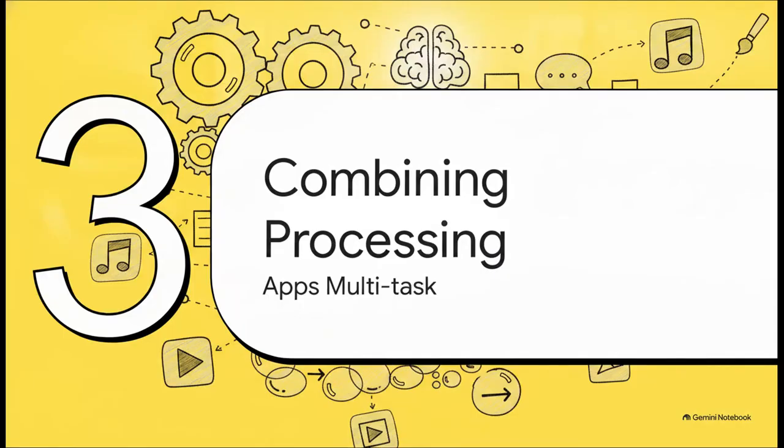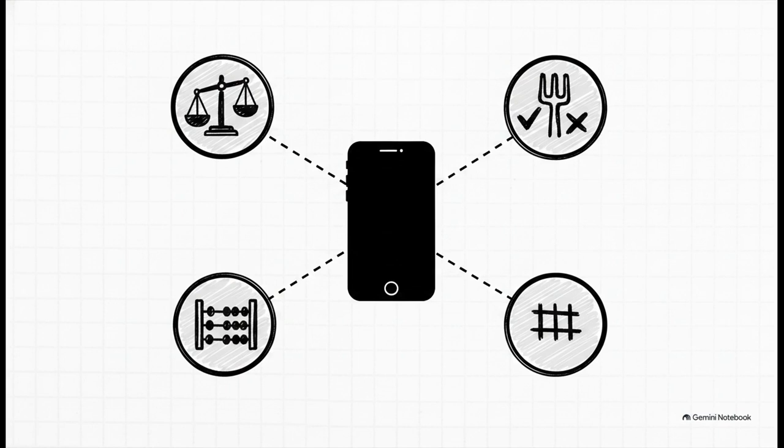Okay, part 3. This is where things get really cool. How apps combine these processing types. Because, let's be real, apps rarely just do one single thing. They are massive multitaskers. Remember that simple number guessing game we just talked about? It's actually doing a lot at once. It's comparing your guess to the secret number, using if-then rules to tell you if you're close, and silently counting your total attempts in the background to give you a final score.